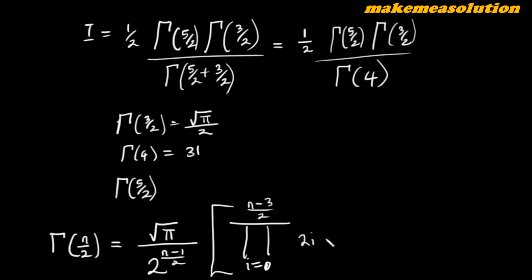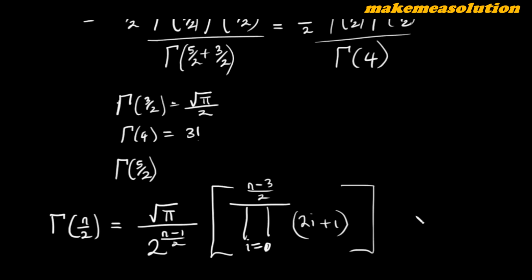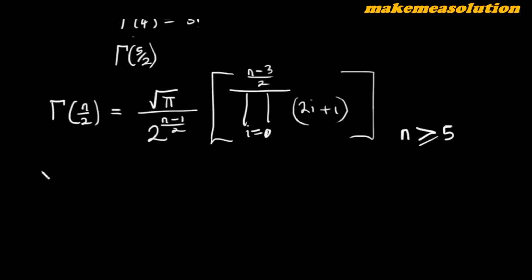Then you now have 2i plus 1. So this is a formula that I introduced that could help you evaluate the gamma of half integers such that n is greater than or equal to 5. And I specified that this formula is helpful when you want to evaluate the gamma of half integers where the numerator n is greater than or equal to what? 5. So if you want to apply it to finding gamma of 5 over 2, this is what you're going to get. Gamma of 5 over 2 is going to be root pi divided by 2.